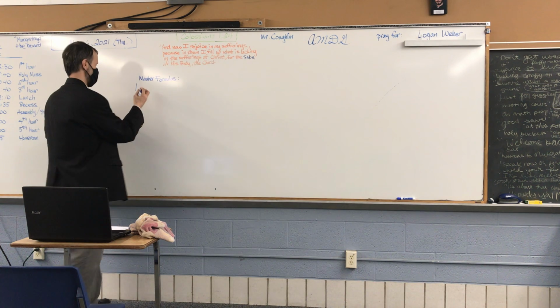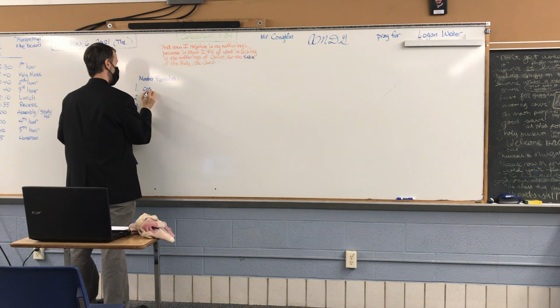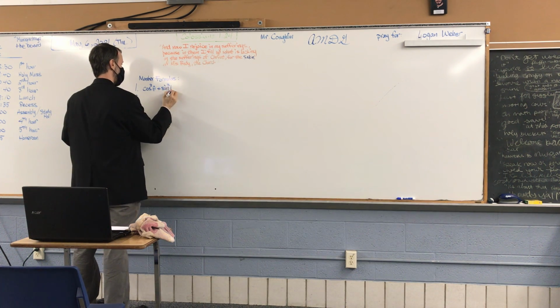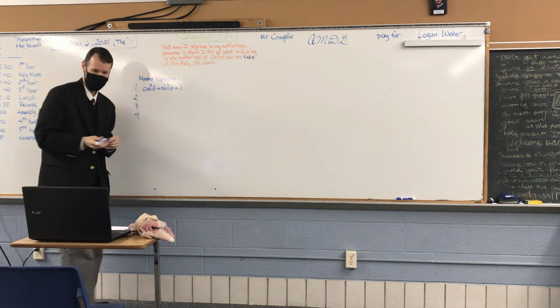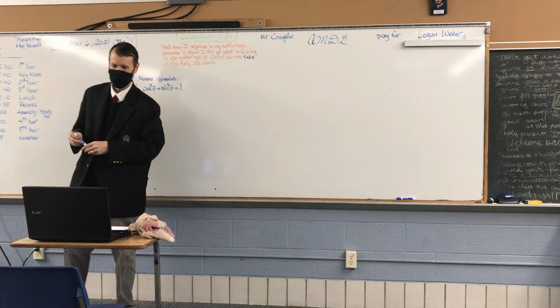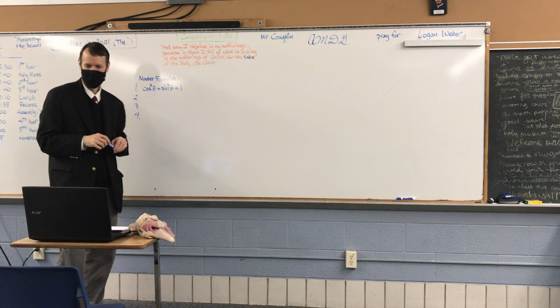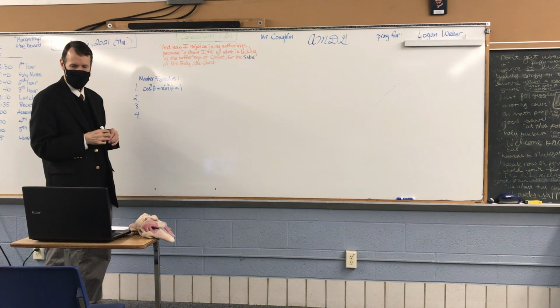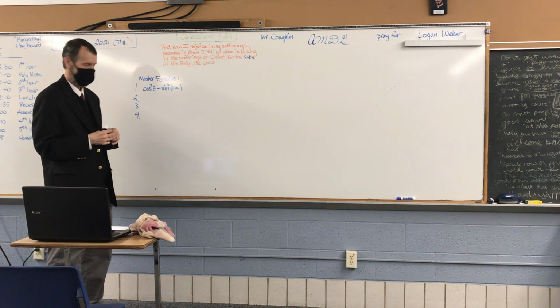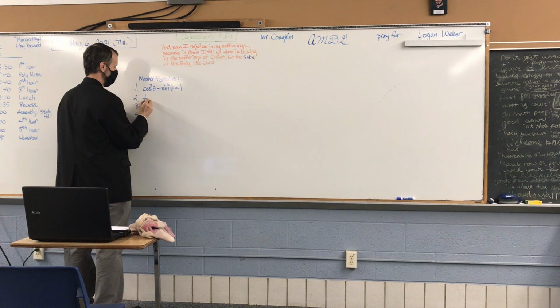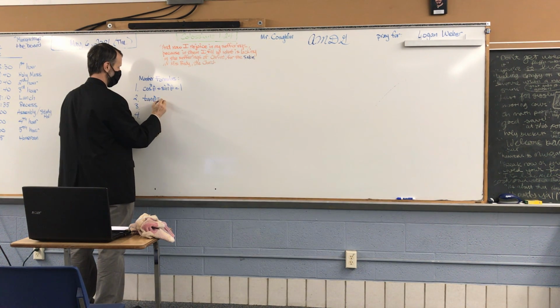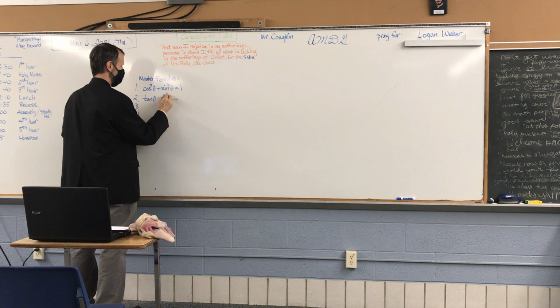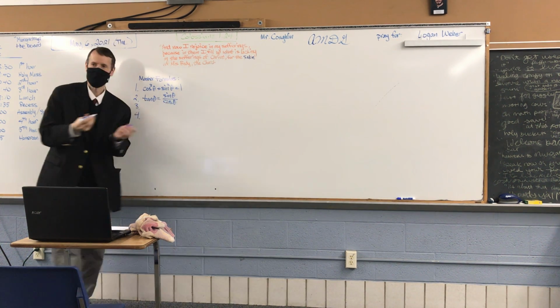Cosine squared of theta plus sine squared of theta equals 1. Correct. Josh, do you have master formula number 2? Okay. I can give you the first part. Tangent of theta is equal to what? You got it. Sine of theta over cosine of theta. Good. That's master formula number 2.